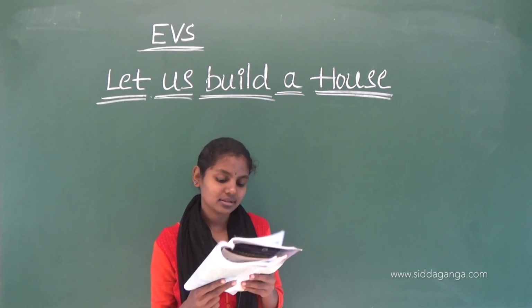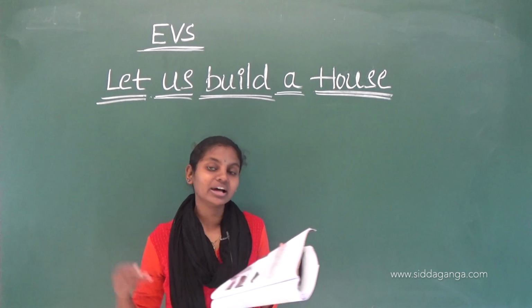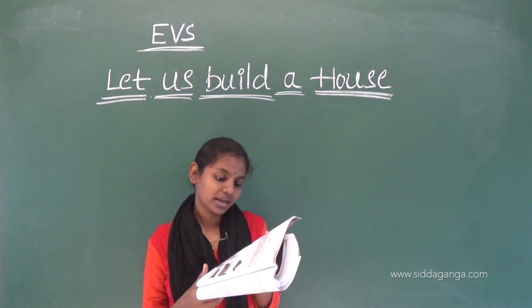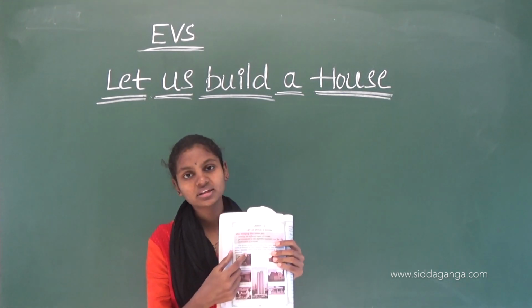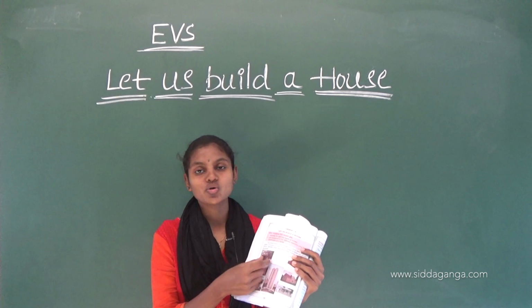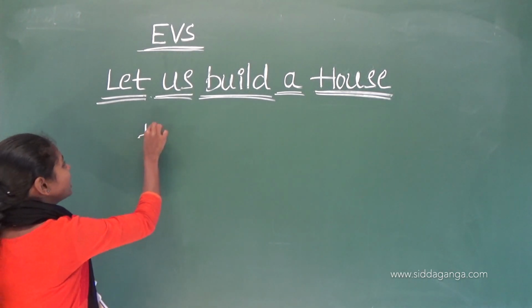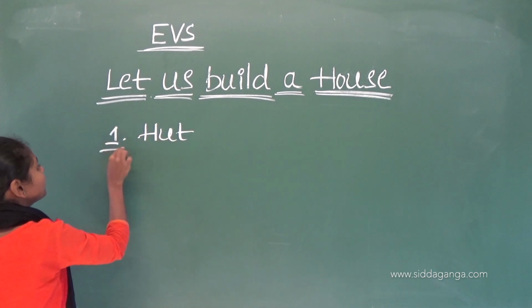First one is, yes, this is a house which is made up of leaves and mud and also some stones. What is this called? This house is called hut. You can write here, this house is called hut. So the first one is hut.